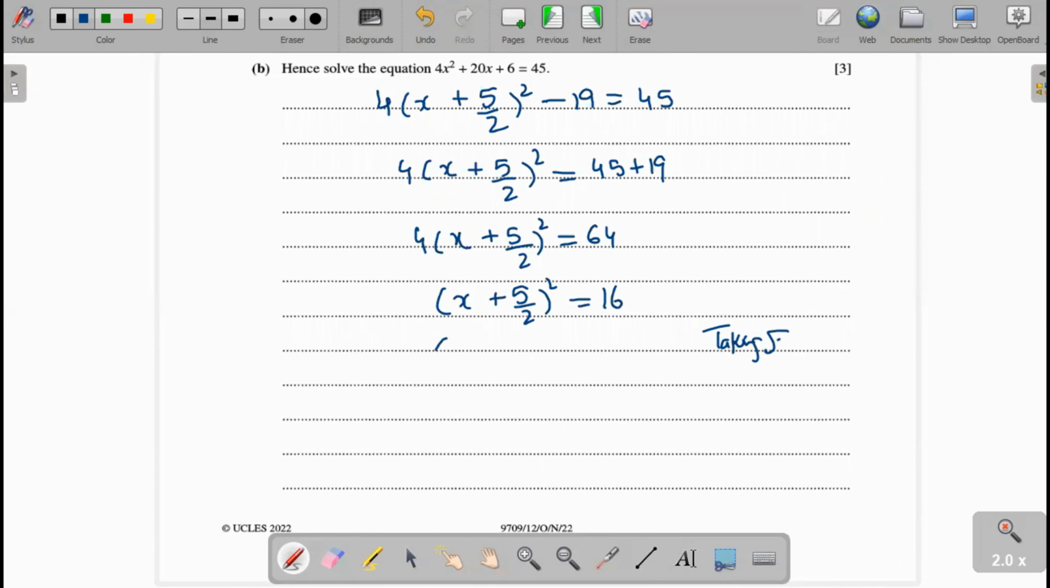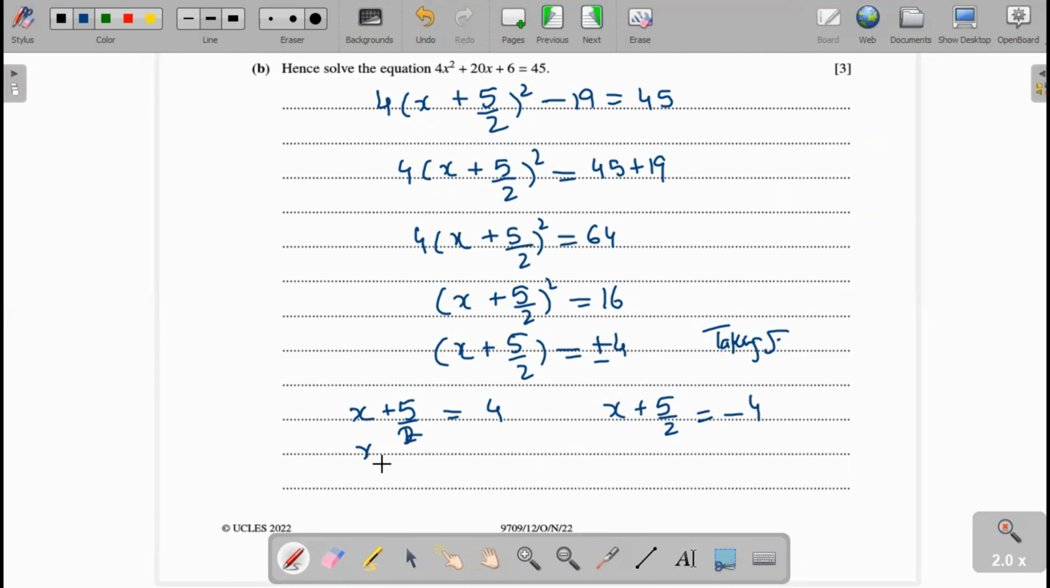Now that value becomes x plus 5 over 2 equal to plus minus 4. The square root of 16 is plus minus 4. Therefore, we can write it as x plus 5 over 2 equal to plus 4, and x plus 5 over 2 equal to minus 4.